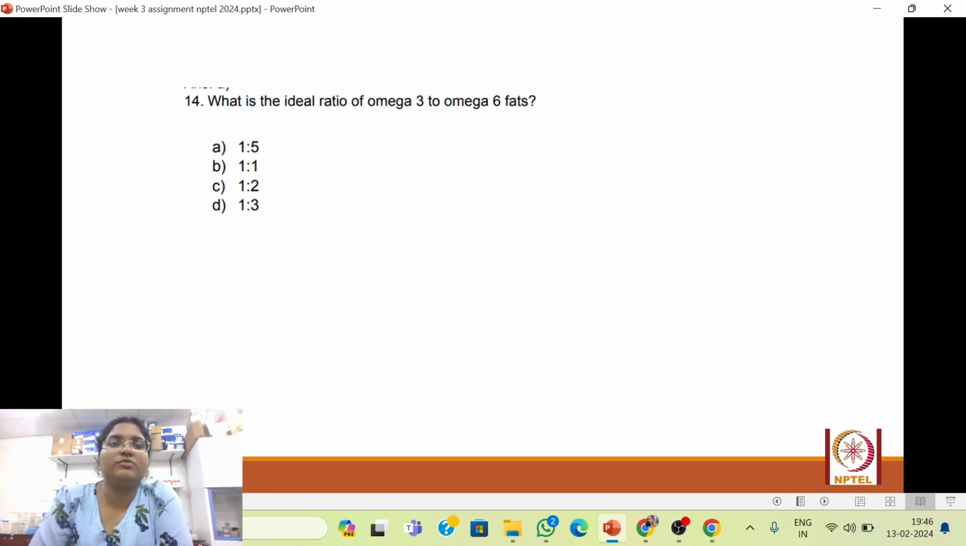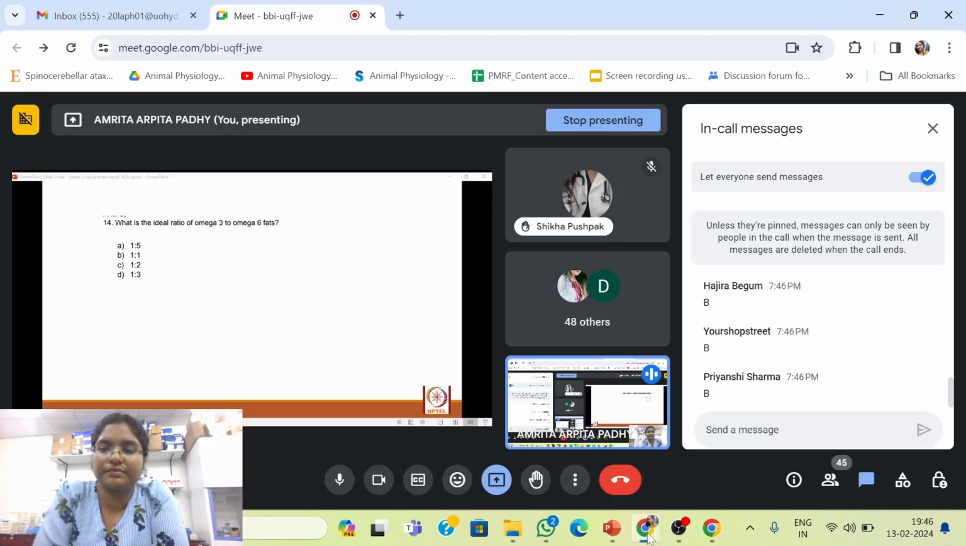Okay, we'll move on to the next question. What is the ideal ratio of omega 3 to omega 6 fats? 1 is to 5, 1 is to 1, 1 is to 2, and 1 is to 3. Start answering.